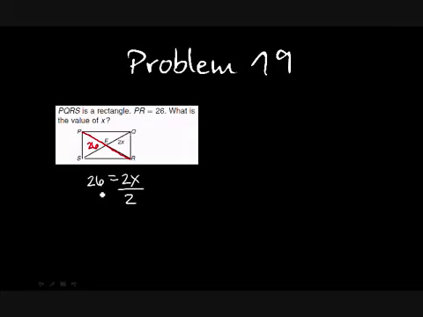And so we just divide both sides by 2, and we get 13. It's asking for x, we found x, and so that's our answer, and we're done with that problem.